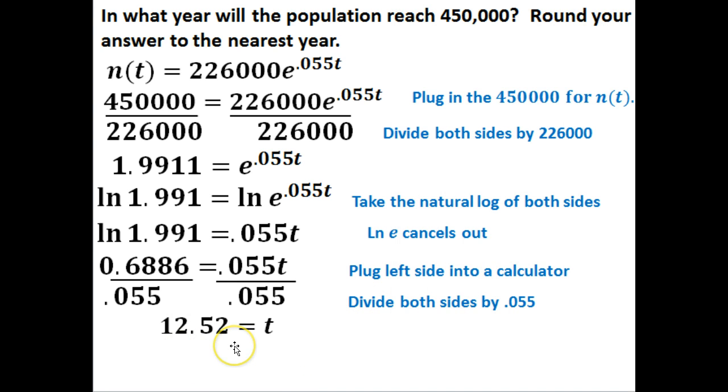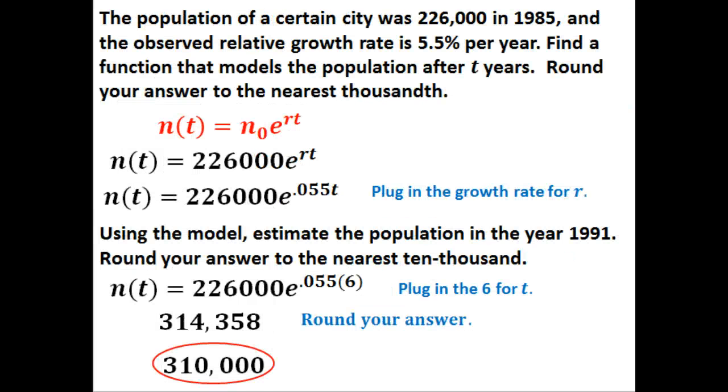And there's my 12.52. Now on this particular problem, it asked us to round, and let's see here, it says round to the nearest year. Okay, so this is 12.52. If I'm going to round that one to the nearest year, that will round up, so that's going to be a 13. But your answer is not 13. We have to remember what the initial year was on this particular one. So if we go back to the original problem here, the original problem said 1985, okay?